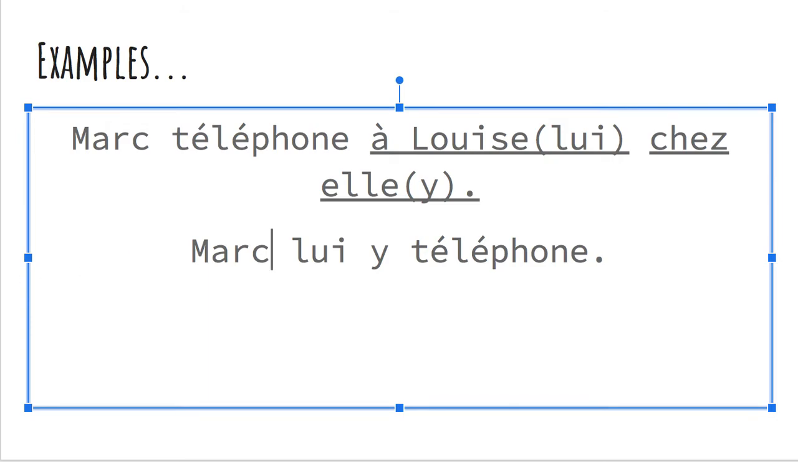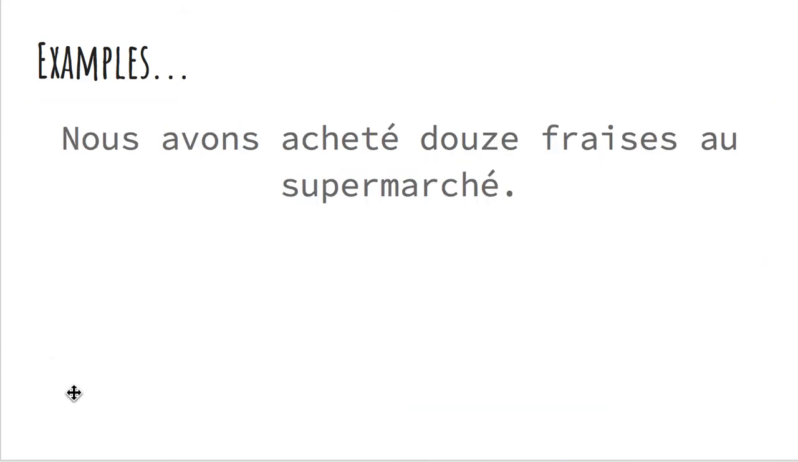Okay, we have two more examples to work through here. So, nous avons acheté 12 fraises au supermarché. So I'm going to give you a little question here and ask you to go through and do this yourself. So I want you to start at the beginning, look for me, te, nous and vous, look for le, la, les, look for lui and leur, then y, which would be a location, and en, which is a quantity. So let's see if you can figure this one out, and then I will go through it in just a second.